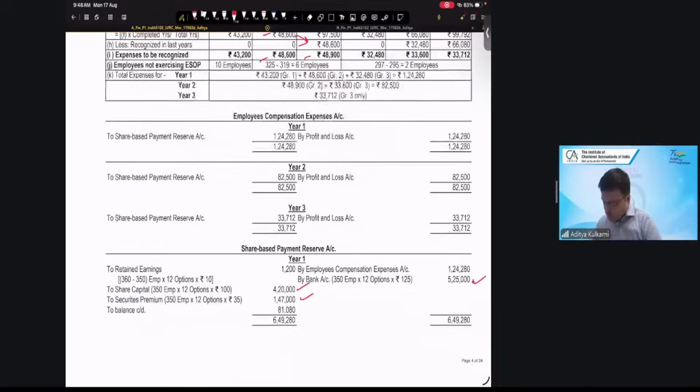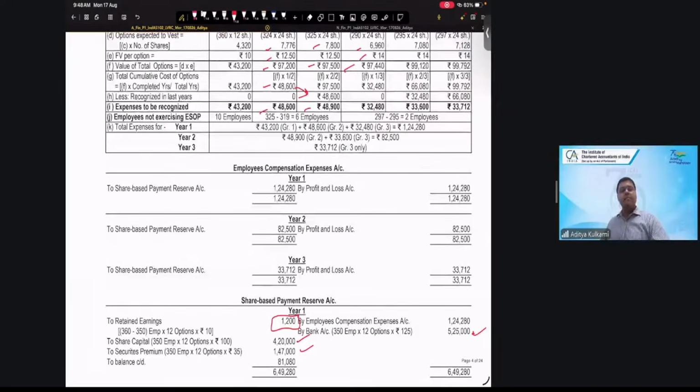So no moving the entire balance to the retained earnings, because we have groups 2 and 3 also pending. So only 1,200 will be moved, which is basically the 10 employees who did not exercise the option.